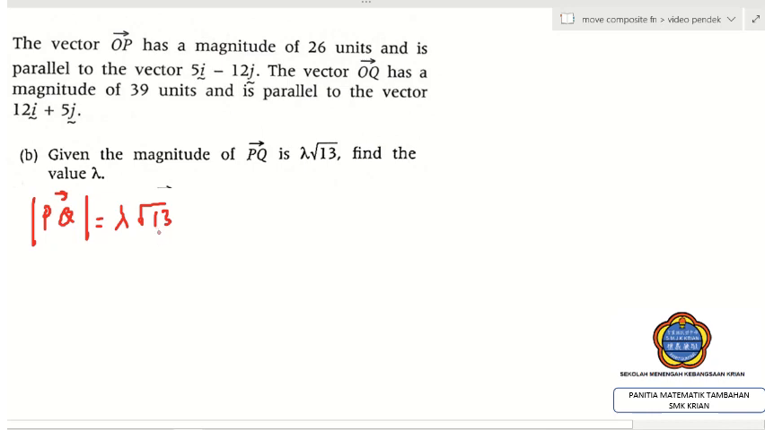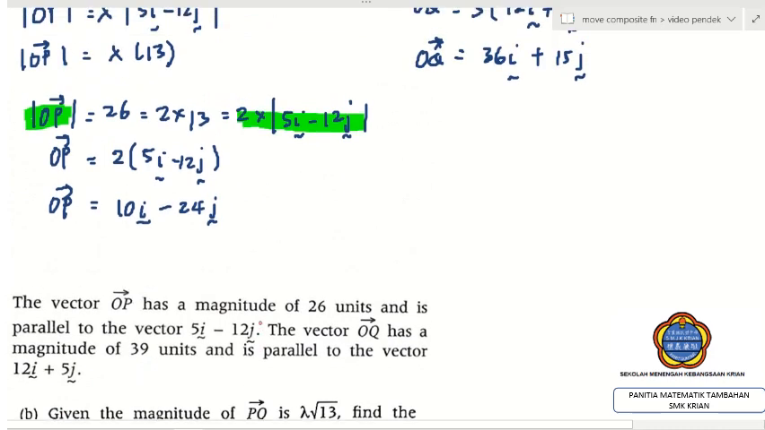Right now we know the magnitude, but still we don't know the vector of PQ. What is vector of PQ? Get the vector of PQ, and look back at the answer in question A, OP and OQ. OP is 10i minus 24j, and OQ is equal to 36i plus 15j.